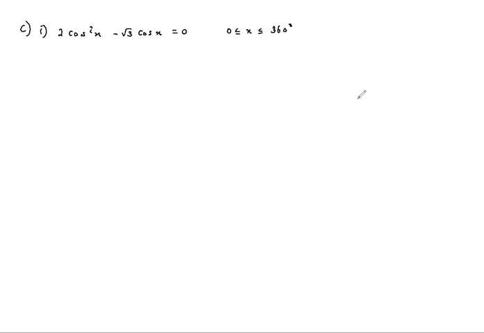So what do you do here? The first thing you do is to factor out cos. So you have a common cos. So it remains 2 cos x minus root 3 is equal to 0. Then what next? Either cos x is 0 or 2 cos x minus root 3 is 0. And if that is the case, then cos x is going to be root 3 over 2.